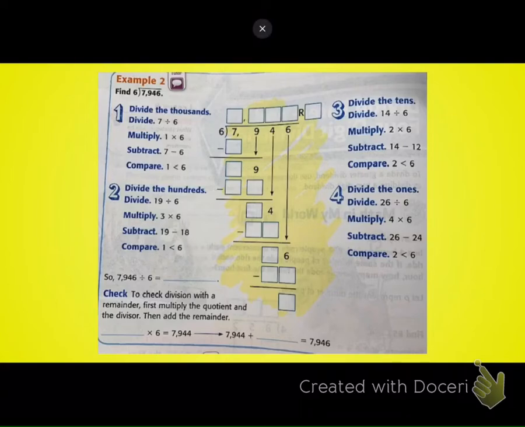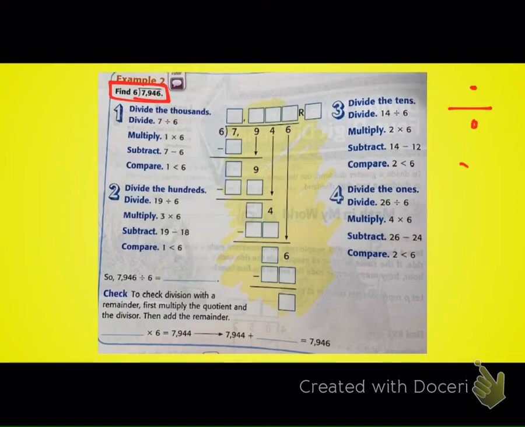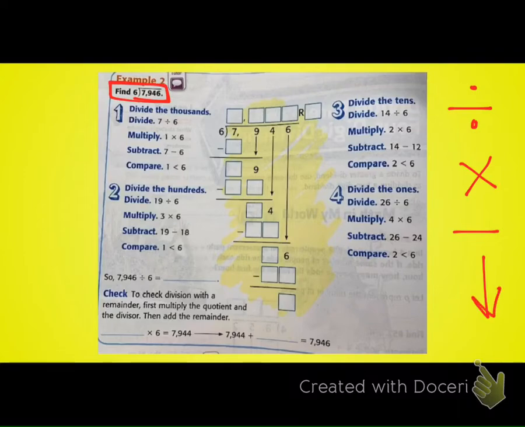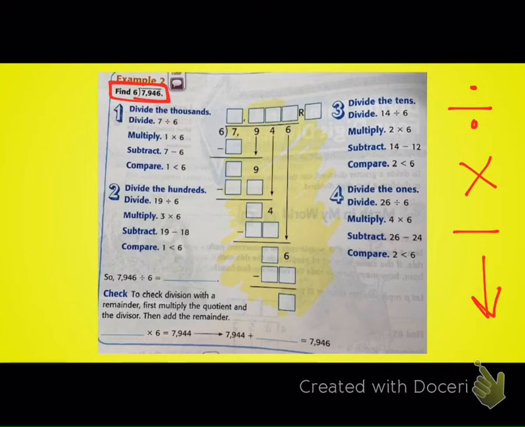Example number 2. So you'll notice that we have a 4-digit number now that we're dealing with. They want us to take 7,946 and divide it by 6. Same steps, same process. We're still going to go through division, and then we're going to multiply, then we're going to subtract, and then we're going to bring down. We're going to continue to do that until we have no digits left in our dividend. So let's go ahead and start.